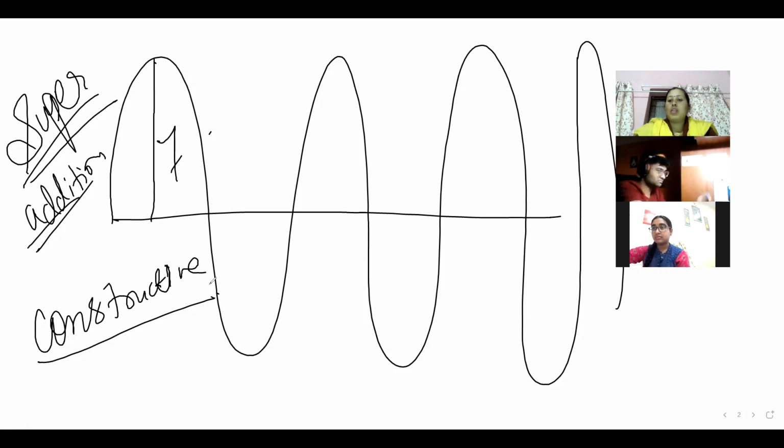Okay, just understand the concepts, nothing else. Okay, that wave is known as what? Constructive wave. Okay, Srijit, tell me what is constructive wave?